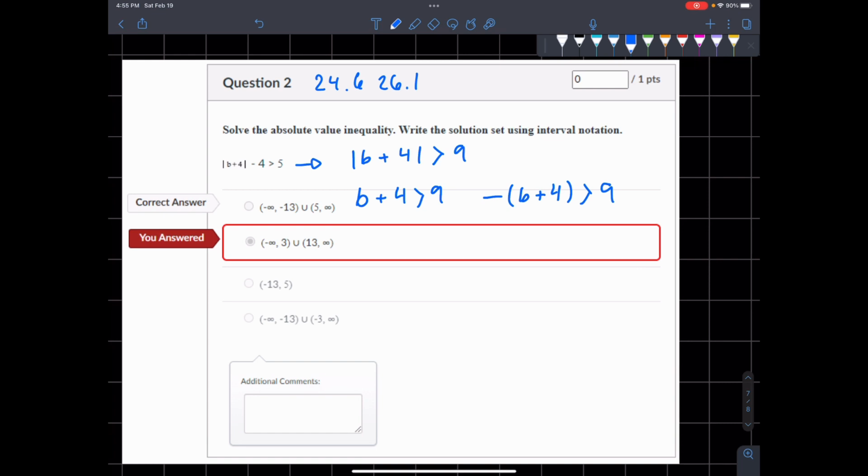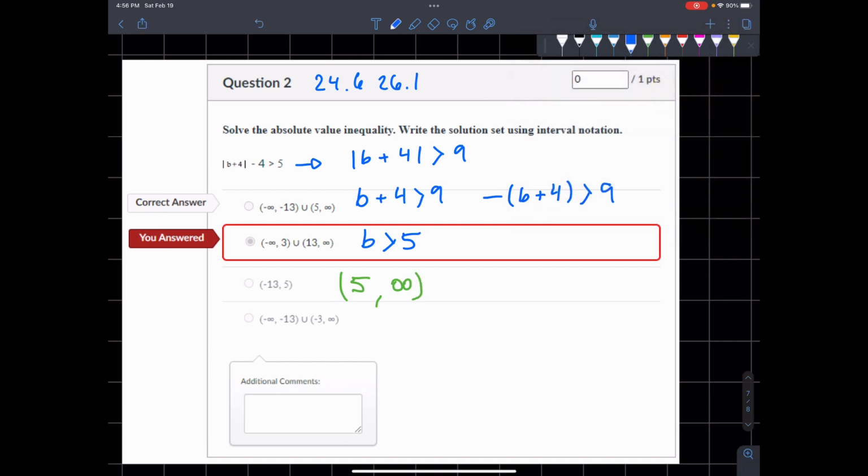Great. So let's solve this one first. We need to just simply subtract 4 from both sides, and we get b is greater than 5. And if we're going to write this in interval notation, it's going to be all numbers greater than 5 to infinity, but not including 5. So that's why we have the round brackets there, to infinity.